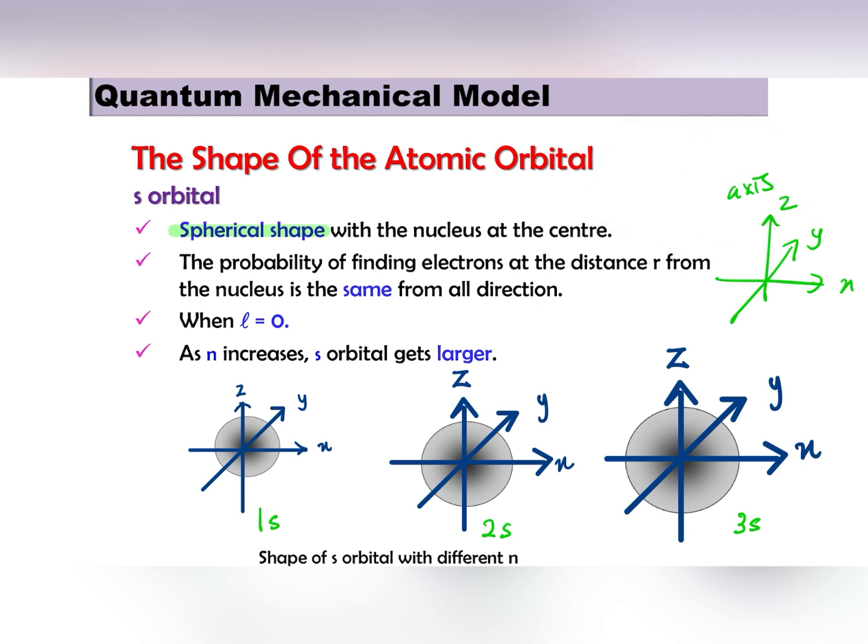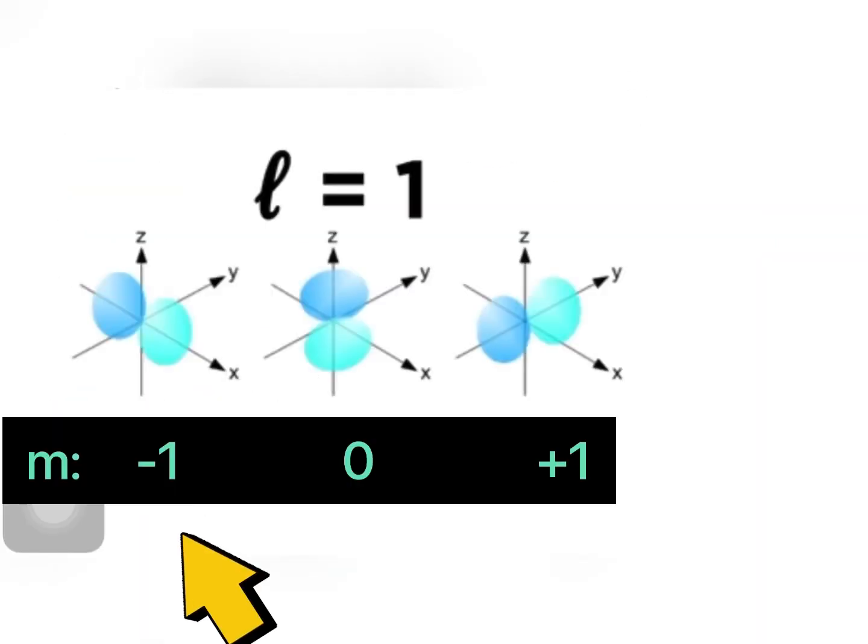If the question asks you to draw 1s orbital, so first thing first, kamu lukis sphere and draw the axis X, Y and Z, and don't forget to label. Let's say if it is 1s, label 1s orbital. So for value of L equals to 1, the value of M will be from -1, 0 and also +1.